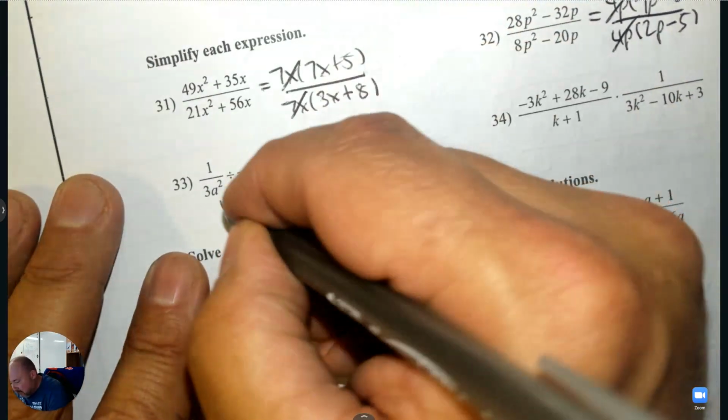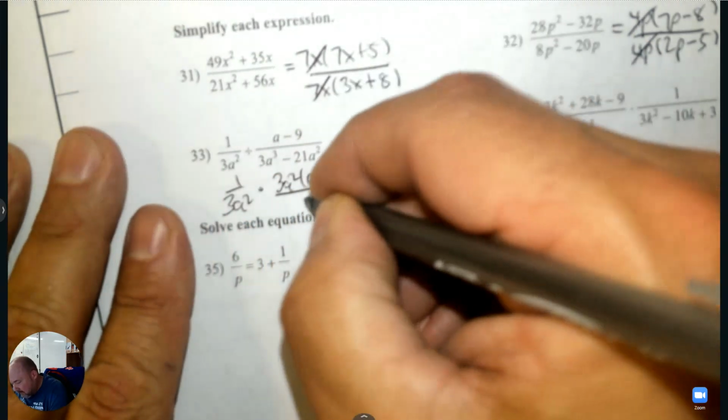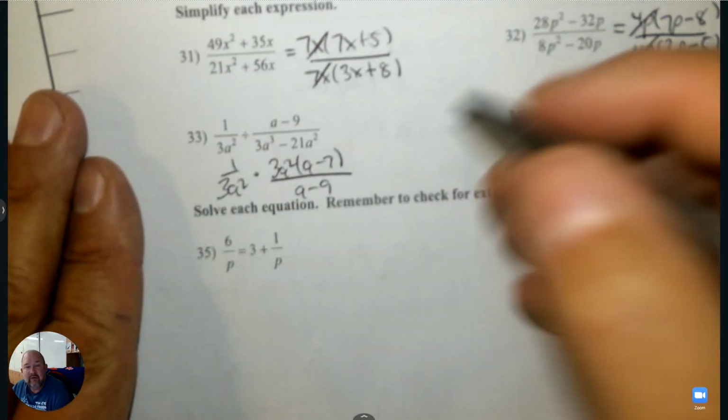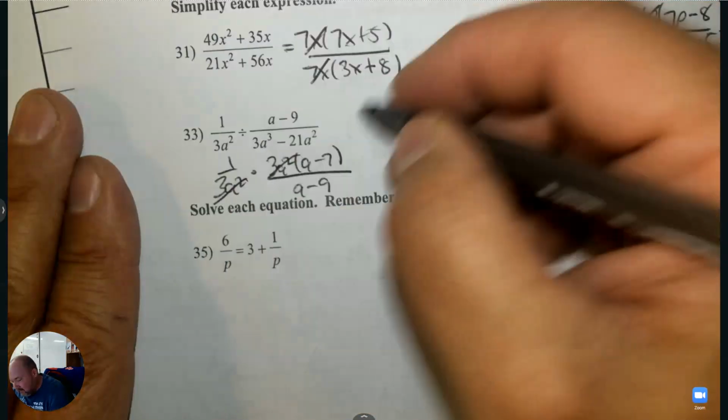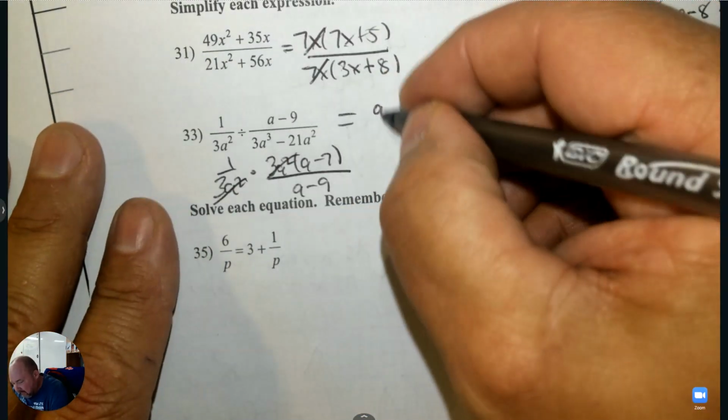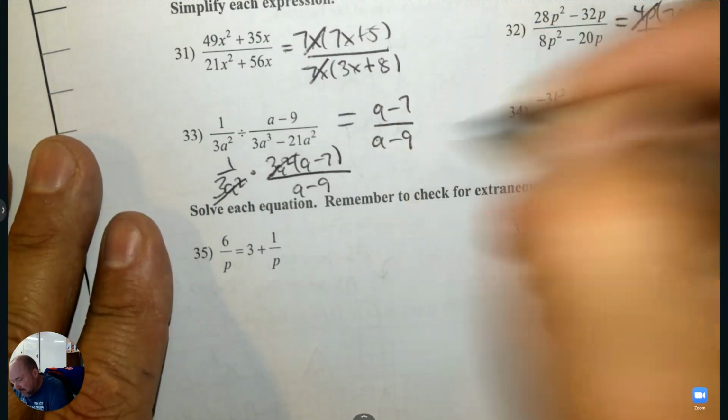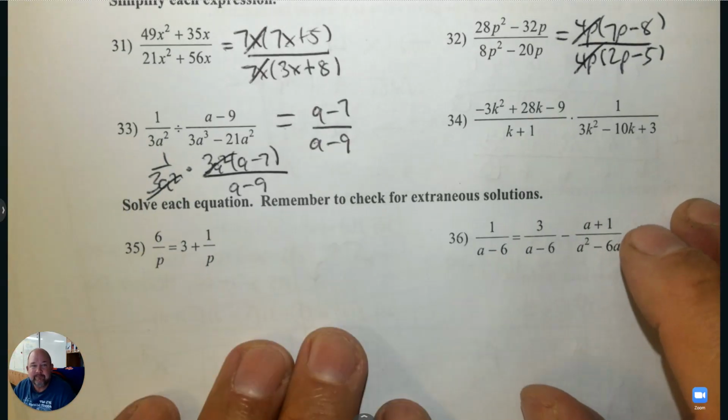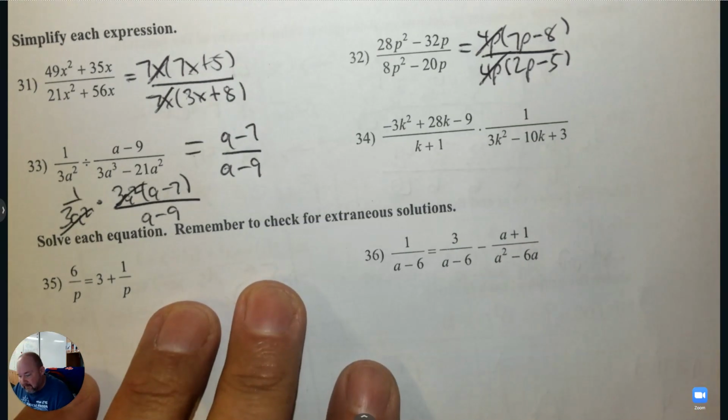Dividing means you need to do the reciprocal. So as I do that, in the denominator, I'm going to factor out 3a squared. And see if anything crosses out. So I see 3a squared crosses out, so I'm left with a minus 7 over a minus 9. When you multiply, you just need to factor.